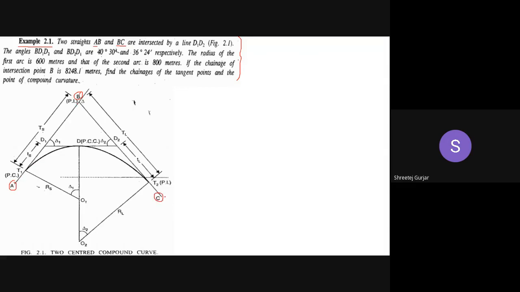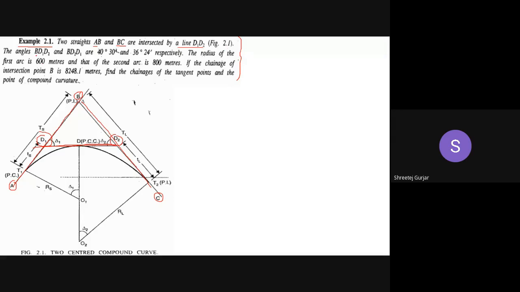We have two straights, AB and BC, which are intersected by a line D1, D2. You can see they are intersected by a line D1, D2. D1, D2 is here, D1 is here, D2 is here.